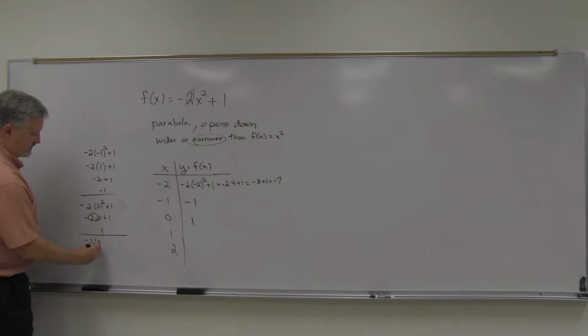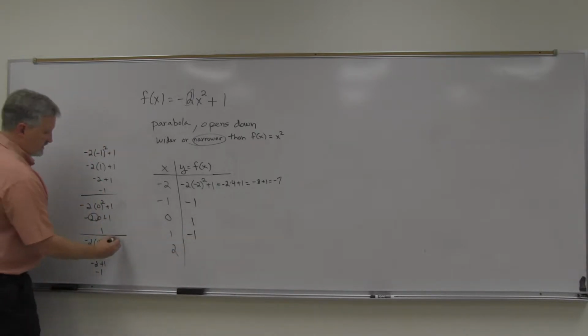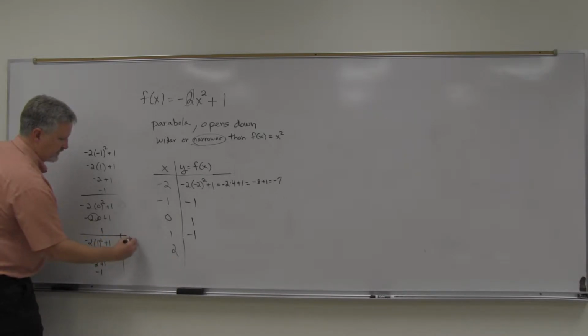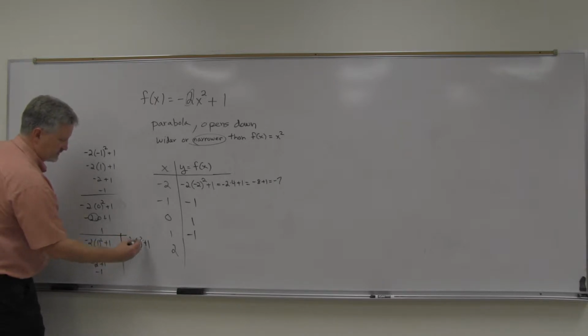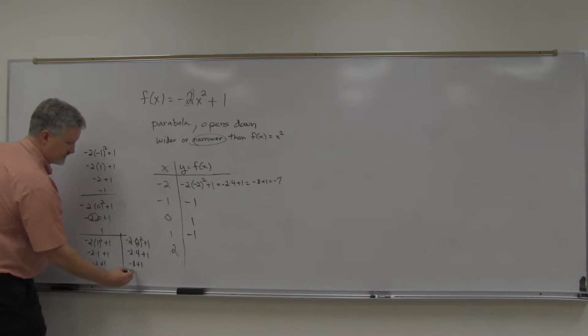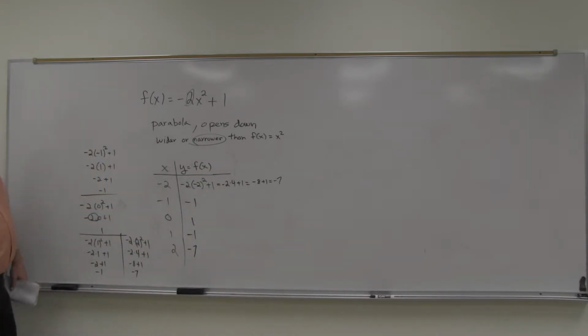Add 1. Of course, at 1, do the 1 squared. You got 1. So you have -2 times 1, that's -2, and then you add 1, so you're back to -1. And then last but not least, at 2, we got -2 times 2 squared plus 1. Square it first, so we got -2 times 4 plus 1, then you do the multiply, so that's -8 plus 1, so that's -7. Again, it's kind of a nice little table there.